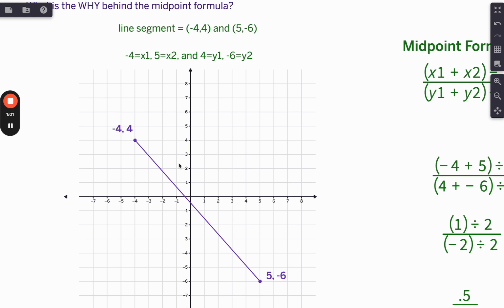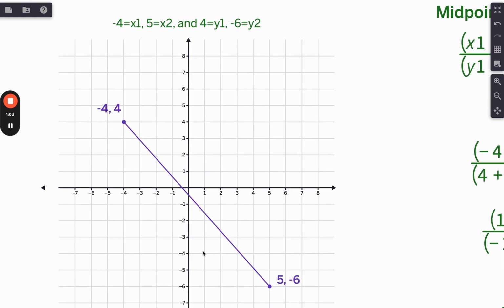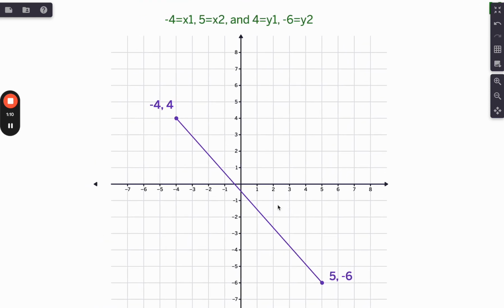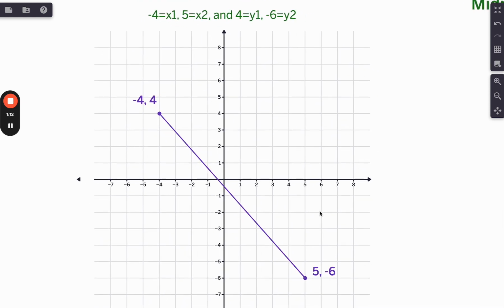So I have this line segment right here, and I want to be able to find the halfway point between these two points. And I want it to be exact. So halfway would be the midpoint. We would call that the middle, right? And so how can we go about finding the middle of this line? I can guess, I think it might be around here maybe, but we want to find it exactly.